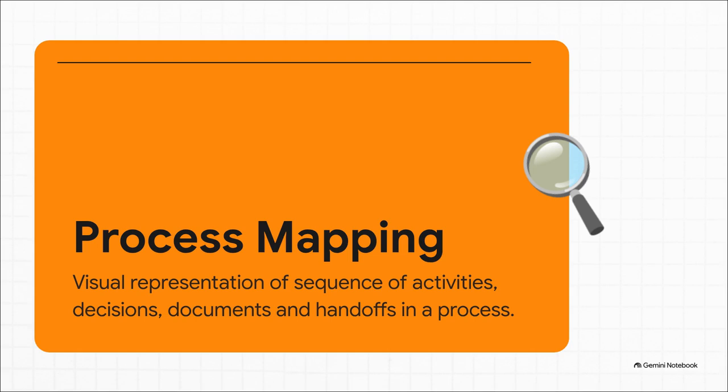Imagine trying to navigate a massive, complex maze while you're standing right in the middle of it. I mean, it's impossible, right? That is exactly what auditing an unmapped process feels like. Process mapping simply lifts you up above that maze so you can see every single turn, dead end, and exit.